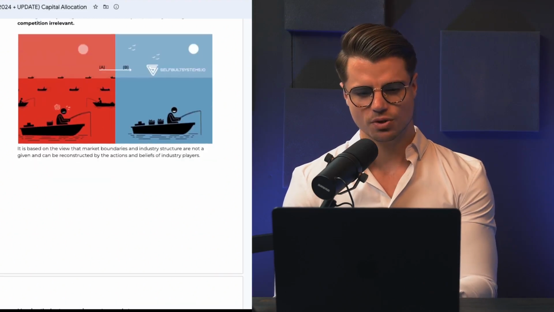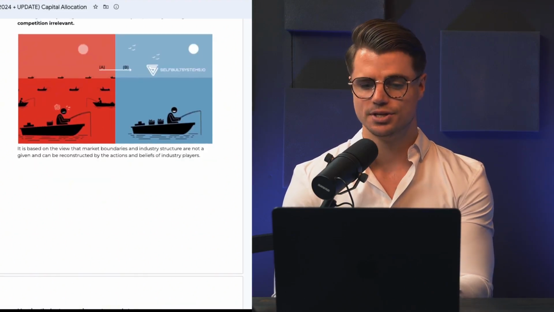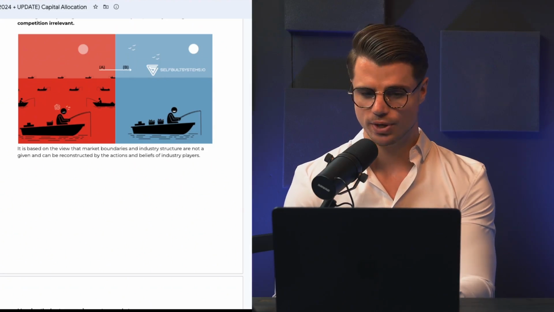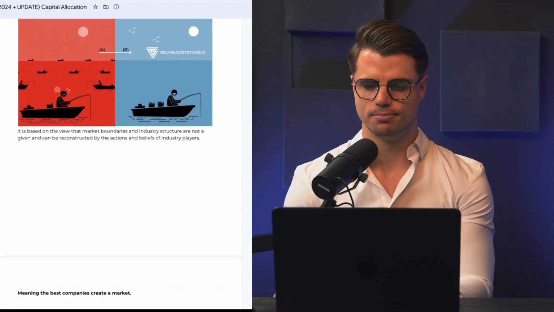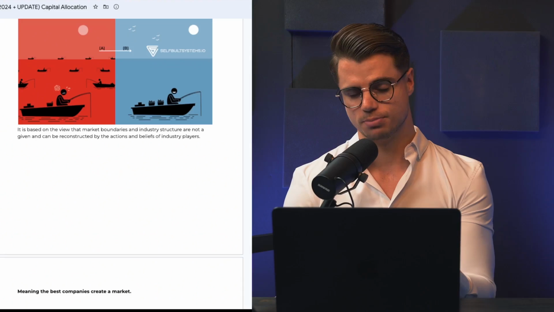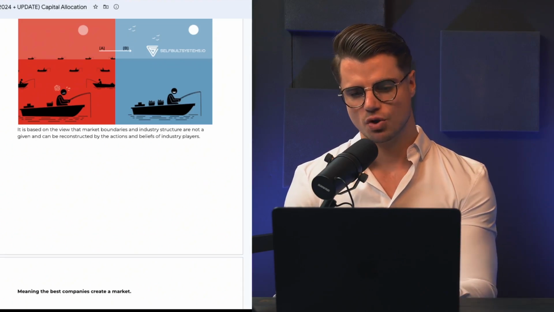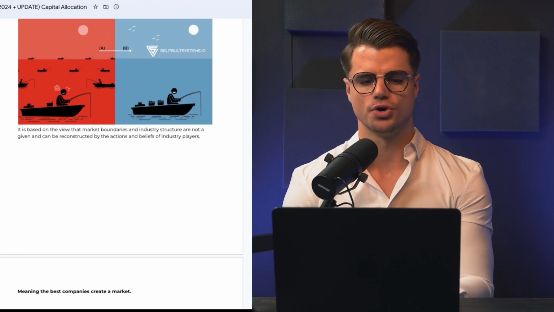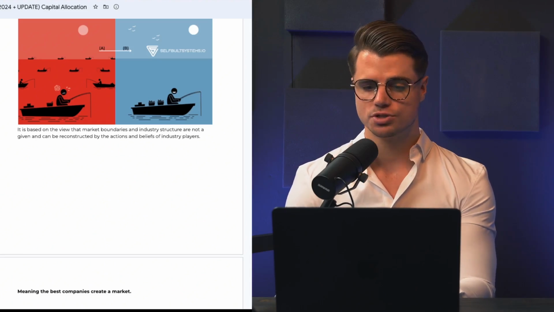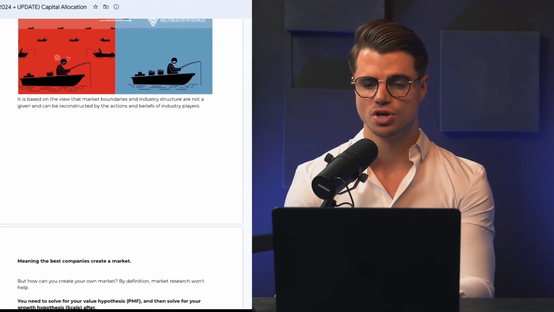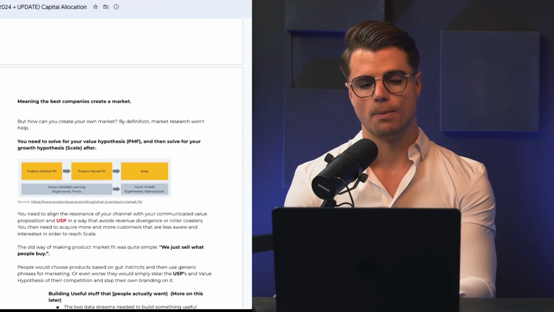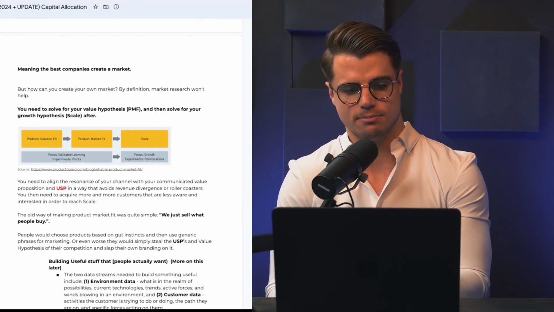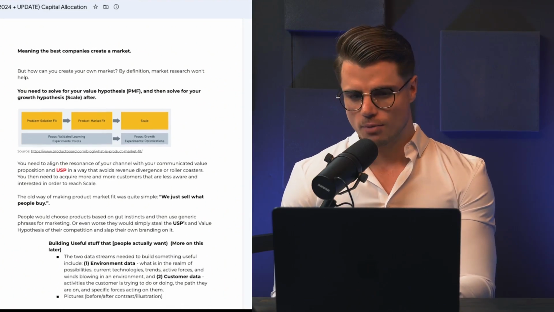Now, it's based on the view that market boundaries and industry structure are not a given and can be reconstructed by the actions and beliefs of industry players. So let me rephrase that. It is based on the view that market boundaries and industry structure are not given and can be reconstructed by actions and beliefs of industry players. Meaning that the best companies go out and they create a market. So how can you create a market on your own?